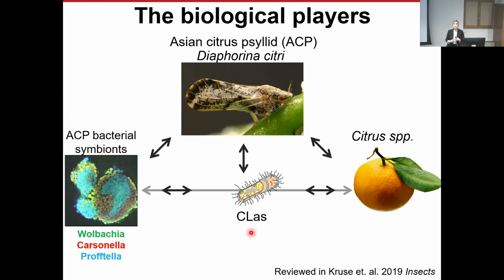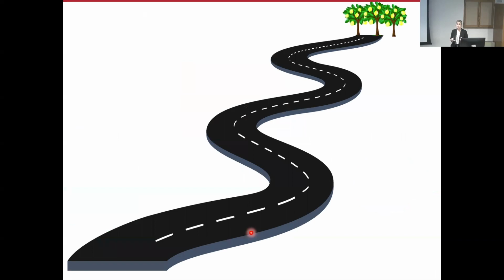Now, for this disease to be successful, these interactions between the biological players are finely tuned and co-evolved. And if we can disrupt these relationships, we can better stop transmission of CLas. In order to do that, we have to establish a better understanding of the system.